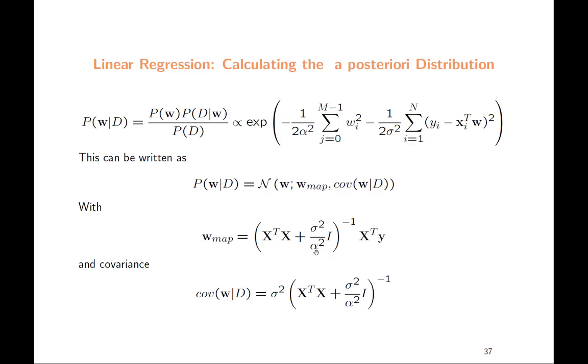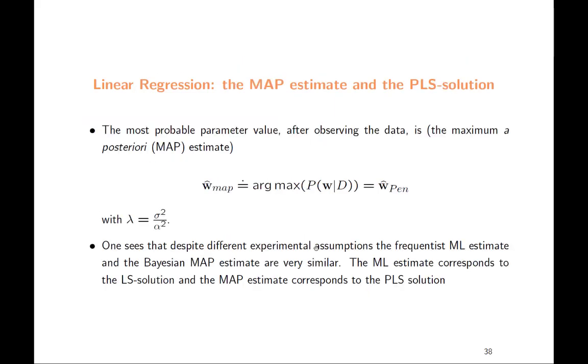So in a way, if we can have good estimates for sigma squared and alpha squared, we don't have to search for lambda anymore. We can just plug it into this formula, which I think is quite neat.